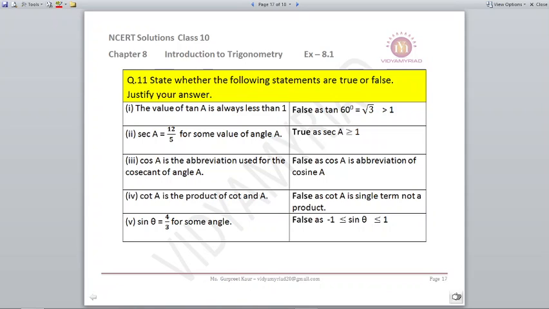Sin theta is equal to 4 upon 3 for some angle. It's a false statement because the value of sin can be greater than or equal to -1 and less than or equal to 1.